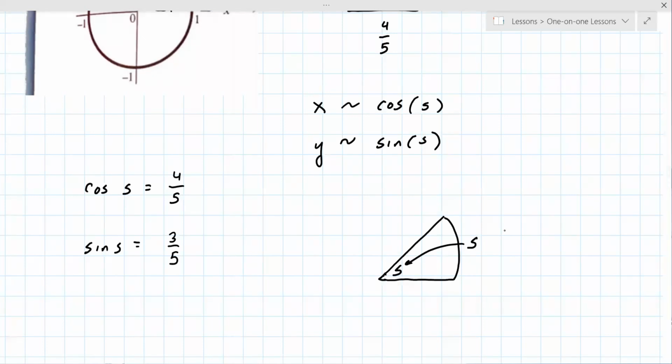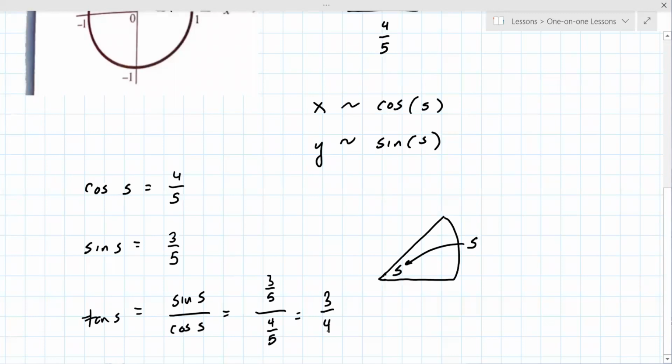For all of these questions, 11 through 15 odd, and we'll do 13 next, you're literally just reading off. Oh, we have one more to do. Tangent of s. Tangent of s is sine over cosine, or sine s over cosine s. So it's 3/5 over 4/5. Because they have the same denominator, you can just clear it.